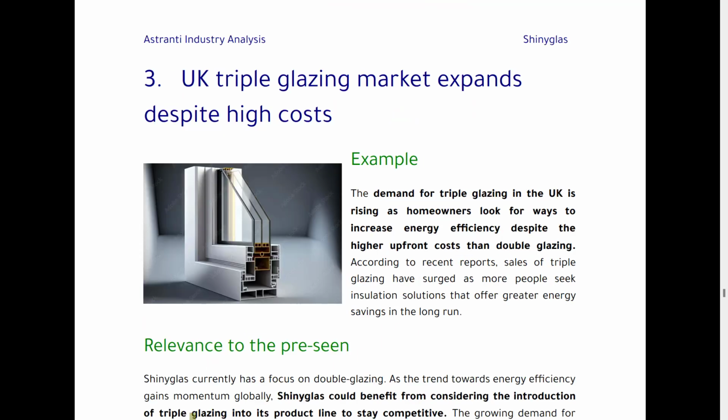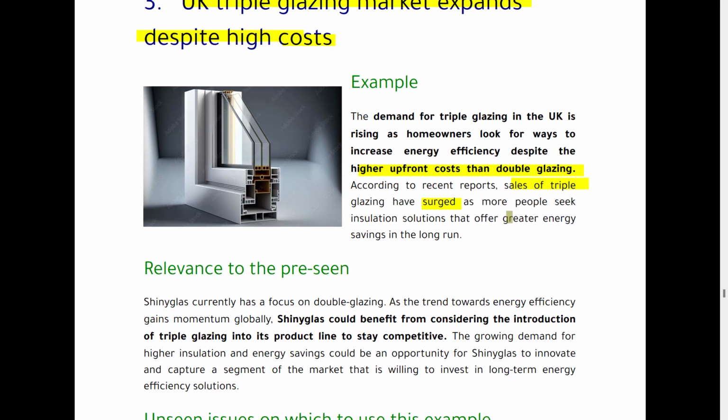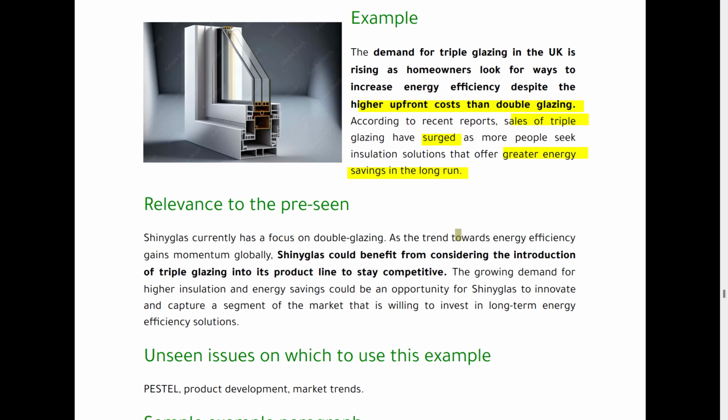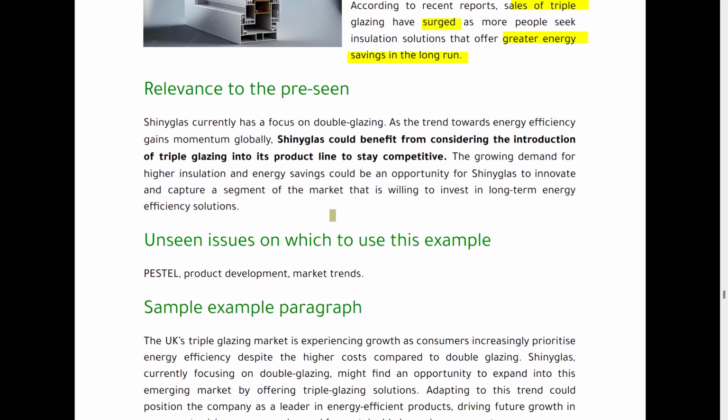Okay, so this example looks at the UK's triple glazing market and how it has expanded despite high costs. So this says, the demand for triple glazing in the UK is rising as homeowners look for ways to increase energy efficiency despite the higher upfront costs than double glazing. And according to recent reports, sales of triple glazing have surged as more people seek insulation solutions that offer greater energy savings in the long run. So this briefly gives you an explanation of how this applies to the pre-seen and some tips for Shinyglas and what they could do to stay competitive.